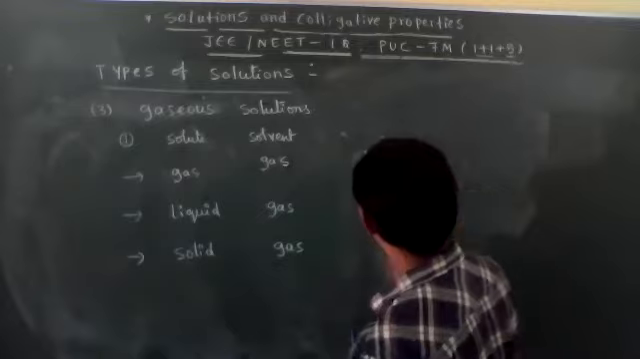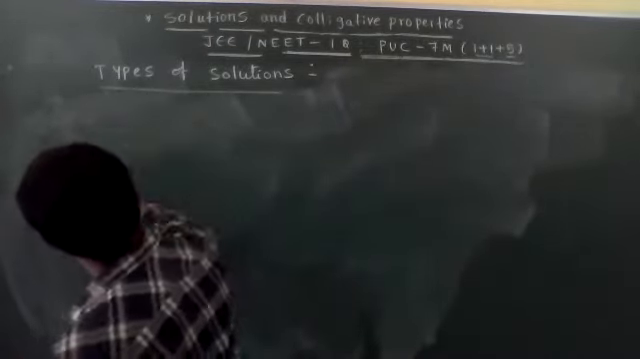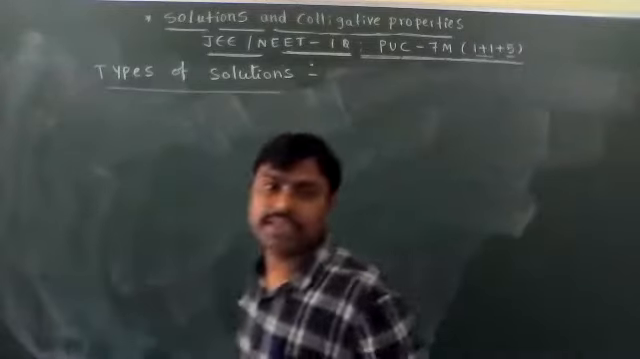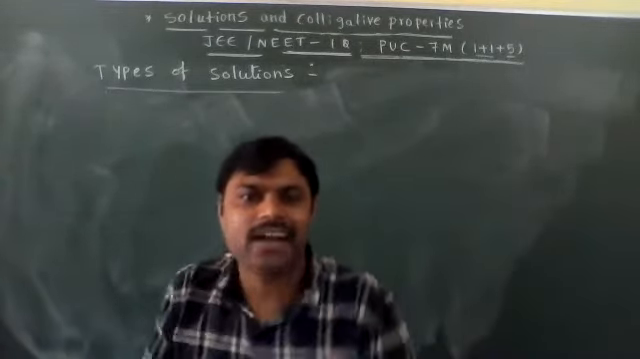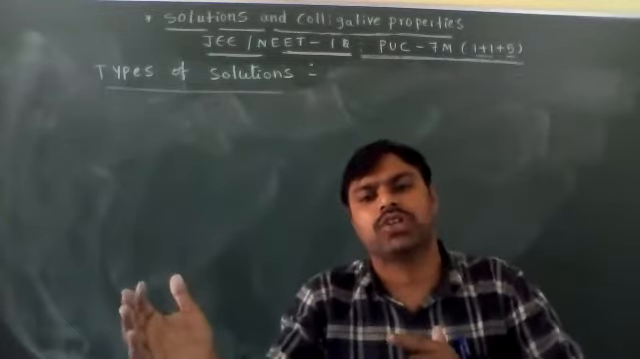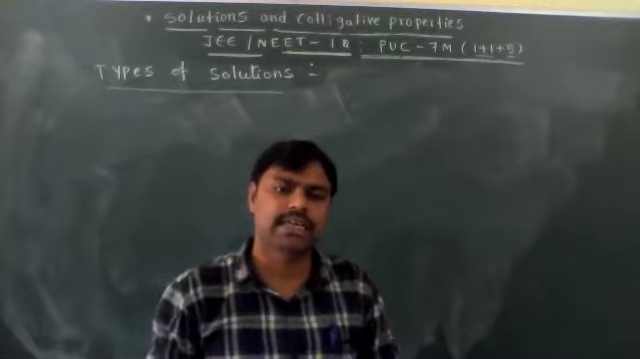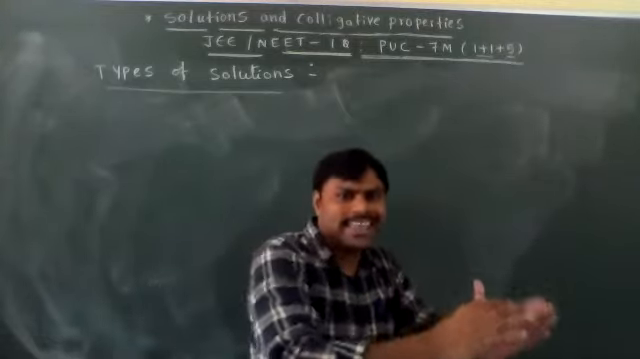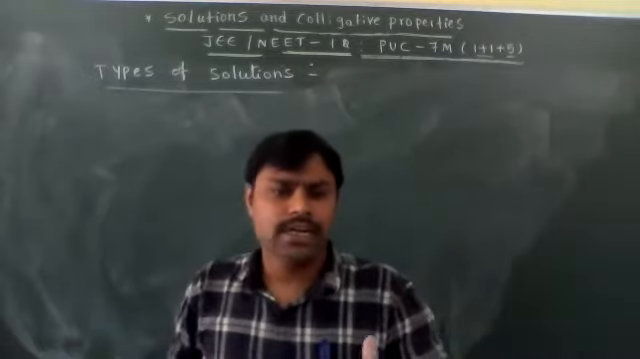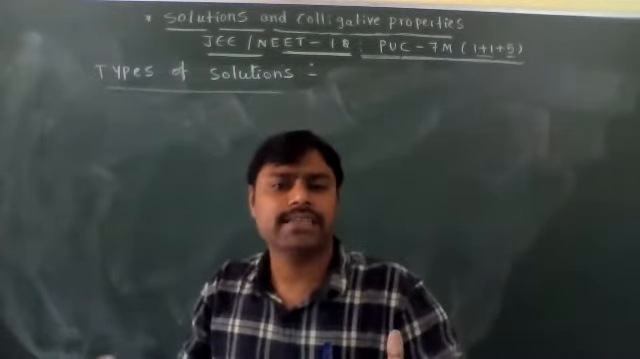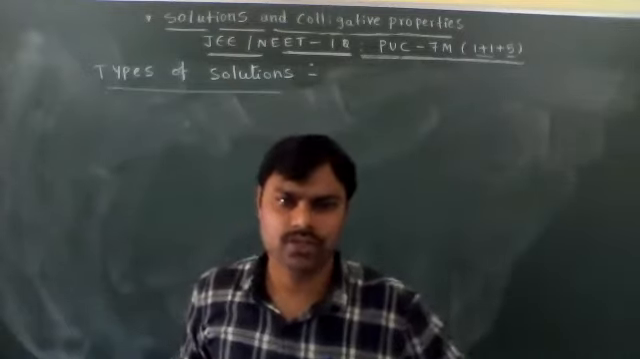The second type, if you observe, is based on the nature of solvent. Based on the nature of solvent, solutions are divided into two types. One is aqueous solution, the second one is non-aqueous solution. Nature of solvent means one solvent is water. Other than water, any solvent you use for making a homogeneous mixture, such kinds of solutions are called non-aqueous solutions.